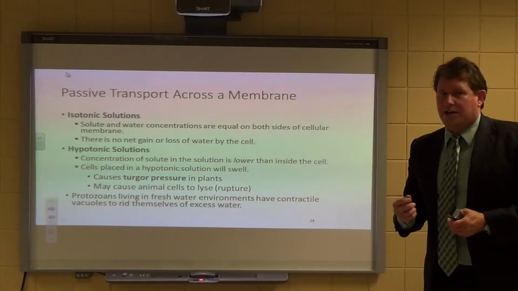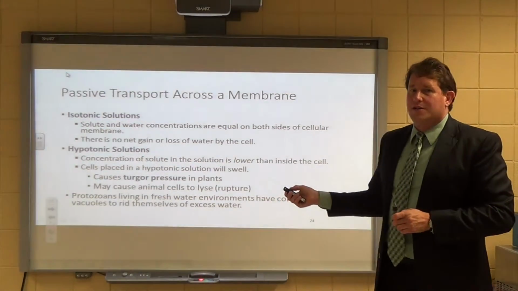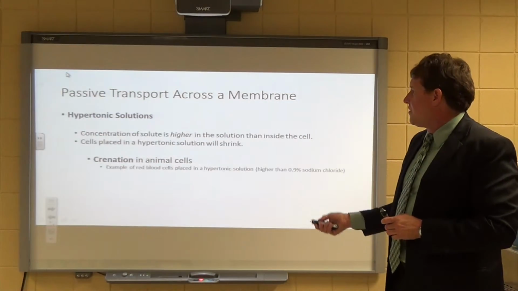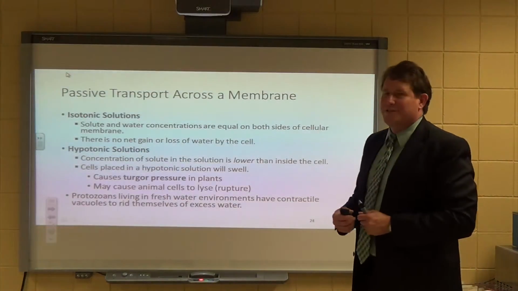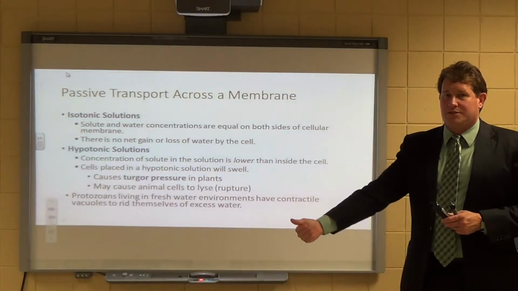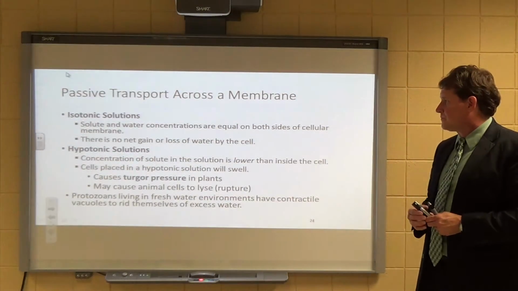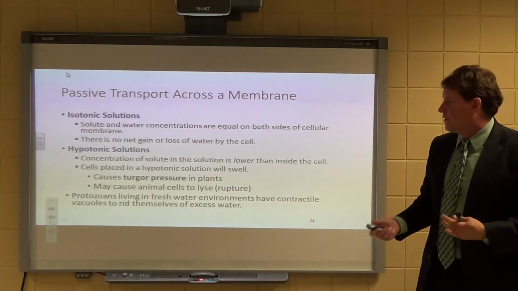So this leads cells to be sitting in solutions of water that are isotonic, hypotonic, or hypertonic. What do they mean? Isotonic. Iso means the same. So it's got the same amount of water on the outside of the cell as what's inside the cell. All right? So there's no gain. Water doesn't move in or out.